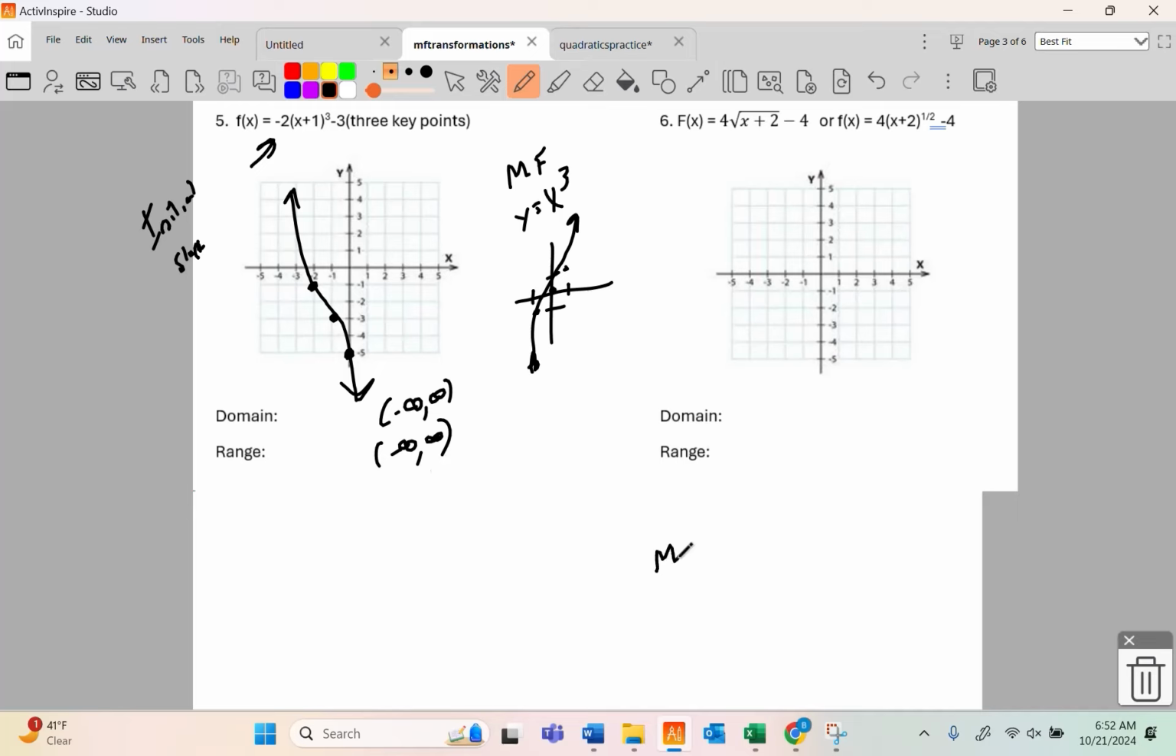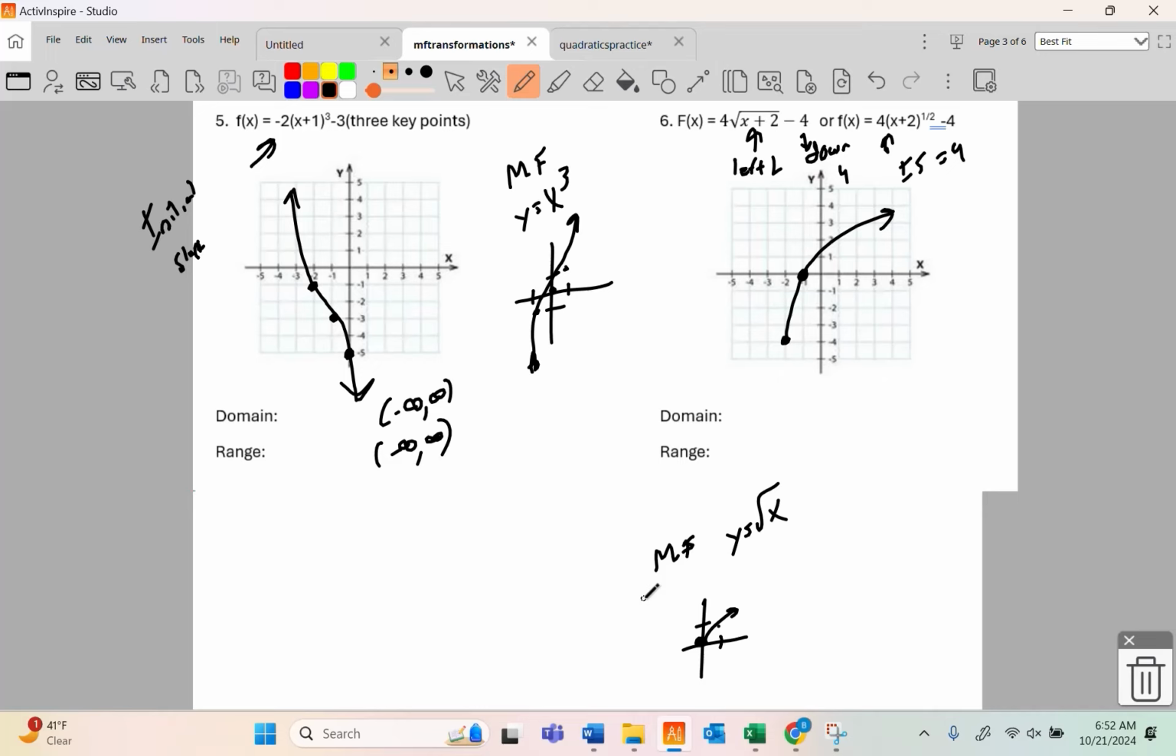On 6, your mom function is y equals the square root of x, which is just your arm. Looks like that. It's a curve, not a straight line. What do we have here? We have a left 2, because opposite, and we have a down 4. And these are the same functions with different notation. We have an initial slope of 4. So left 2, down 4 is going to put me there. Initial slope of 4, rise 4, run 1, and then draw an arm.